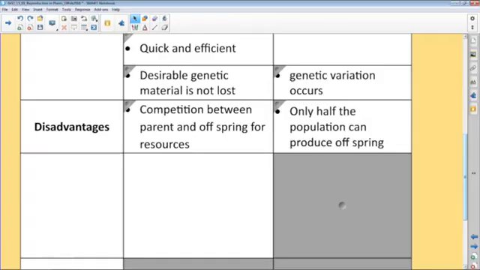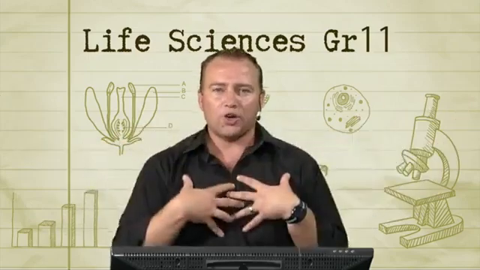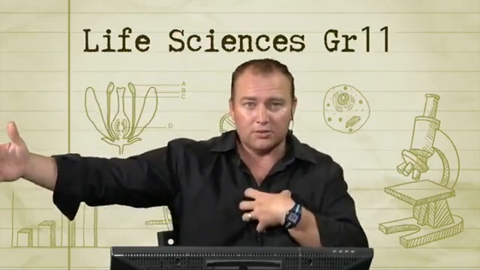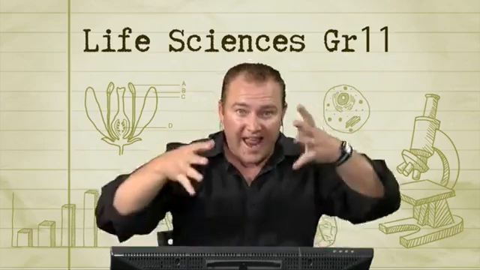When it comes to sexual, only half the population can produce offspring. How terrible is that? Well, think about it. I cannot produce a baby, but my wife can. Between the two of us, only half of us can produce offspring. I can't. Whereas with asexual, every single plant can produce an offspring. How cool is that? It means it can spread very quickly, as I was telling you.